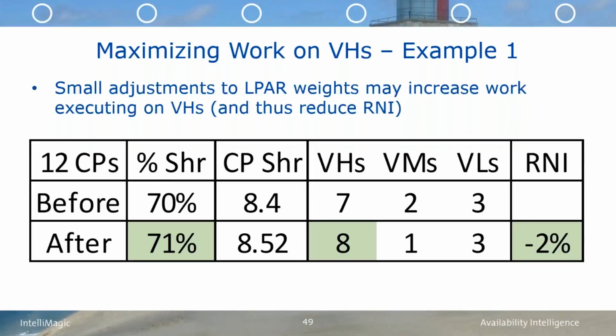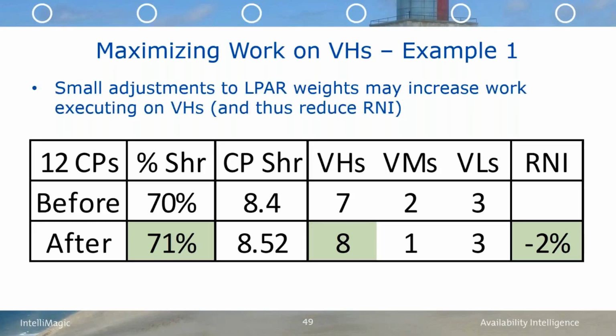So a small LPAR weight change to increase the percent share for this LPAR from 70 to 71% increases the number of vertical highs from 7 to 8. This reduced the overall RNI for this large LPAR by 2% for the given measurement interval, which correlated to a 1% decrease in CPU. Now 1% less CPU in a large LPAR can translate into a meaningful reduction in MLC software expense, especially when compared with the level of effort required to identify and implement this type of change.